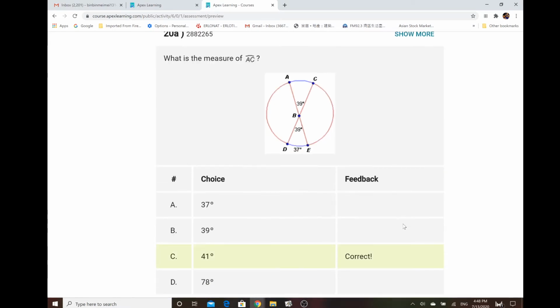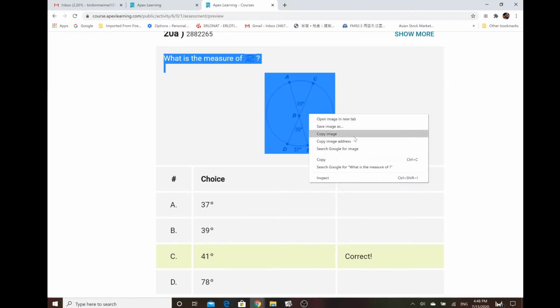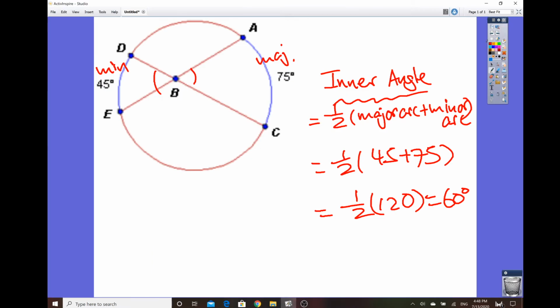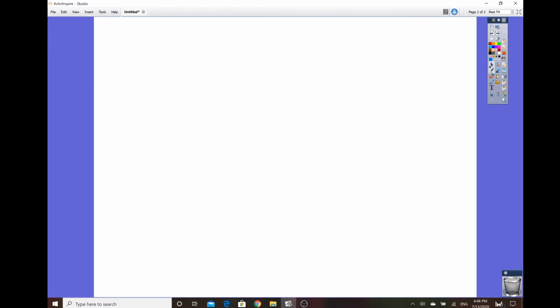So 20. What's the measure of RAC? This one, you just use the same formula to figure out what the R is. Since we do know that they're both vertical angles, 39, 39, and this one's 37. The thing is that you don't want to assume that they're the same measurements. So the way to do it is by using the same formula we were talking about. The inner angle is always 1/2 times the quantity of the major arc plus the minor arc. So now let's just do this one on the previous slide. Copy image, and paste right here real quick.